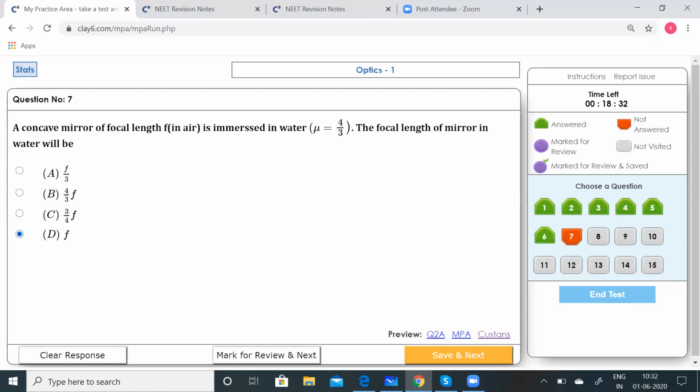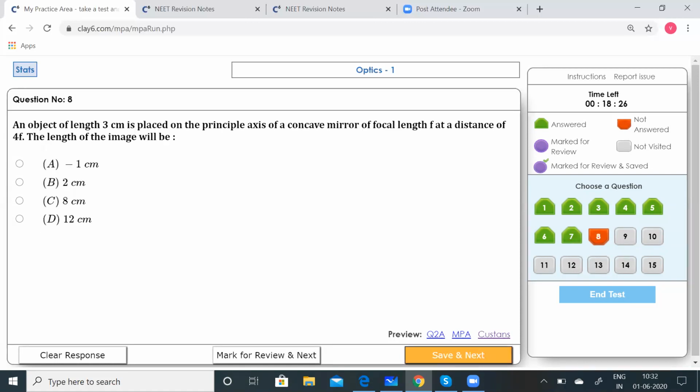So, remember this point. Focal length does not depend upon the refractive index, whether it is going to be concave or convex. Now coming to the eighth one. An object of length 3 centimeters is placed on a principal axis of concave mirror of focal length f at a distance of 4f. The length of the image will be what?